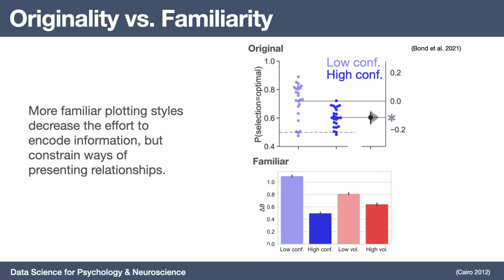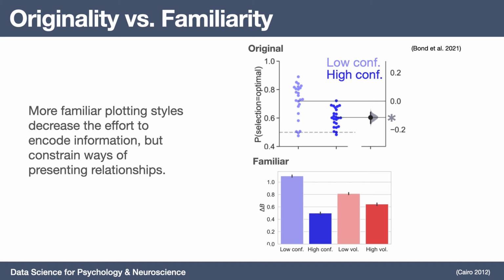The next point of tension is originality versus familiarity. More familiar plotting styles decrease the effort to encode information and to decode the information as the observer, but they constrain the ways of presenting the relationships. For example, a familiar way of plotting group or condition differences is a bar graph, which you see on the bottom. Mostly in science, people are familiar with bar graphs.